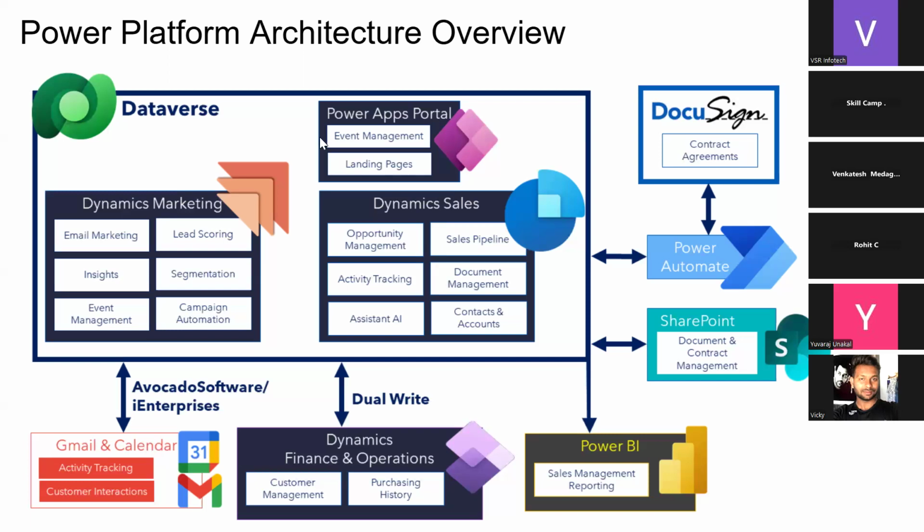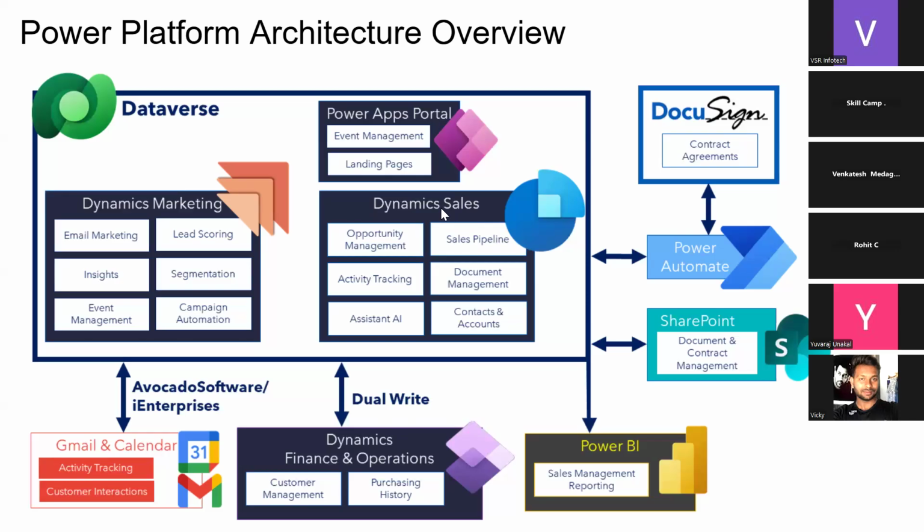Now, this is your application. All right, Power Apps portal. Here, you can develop multiple other pages as well for your sales and your marketing. Let's say you want to enable email marketing, event management, campaign automation or campaign marketing, lead scoring. For all these, you can have different pages.